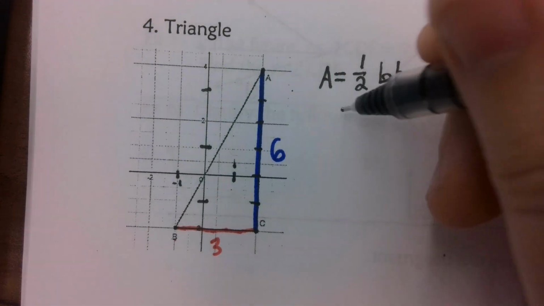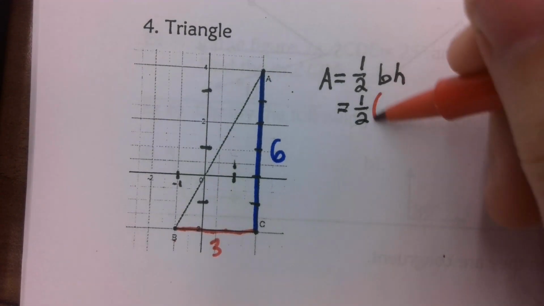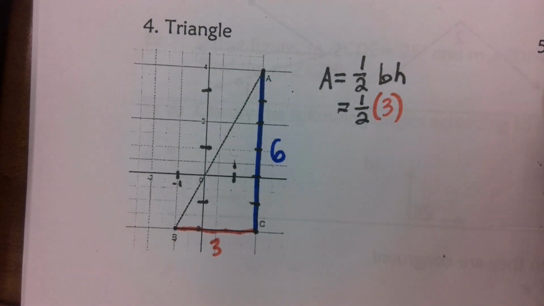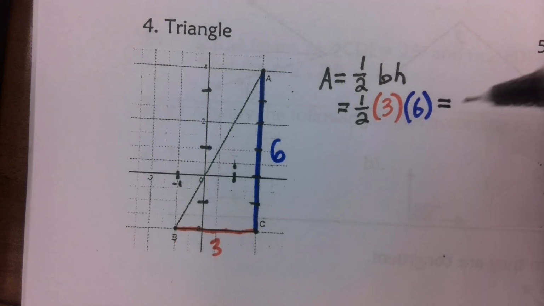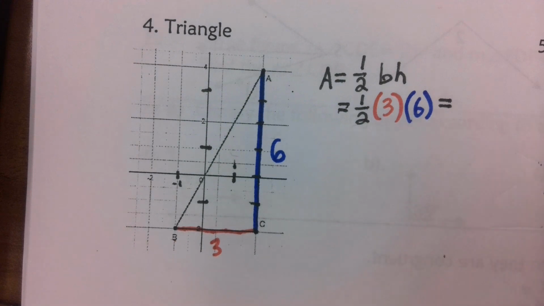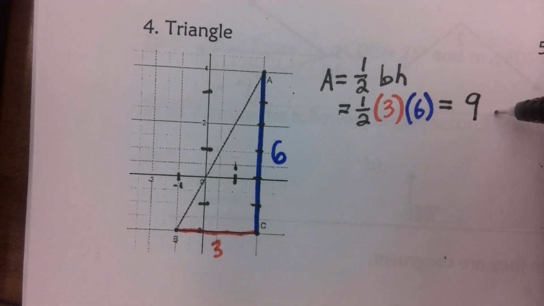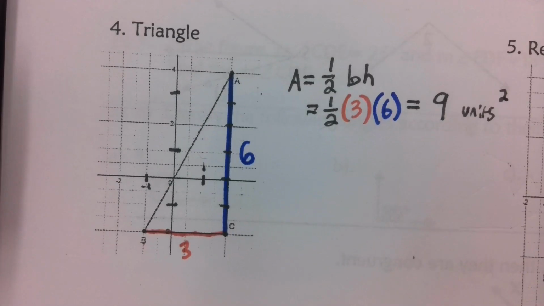Cool, so we can use the formula: 1/2 times 3 times 6 will give us our area. 3 times 6 is 18, divided by 2 is 9. For units, we don't know units, so we use the word units squared. 9 squared units.